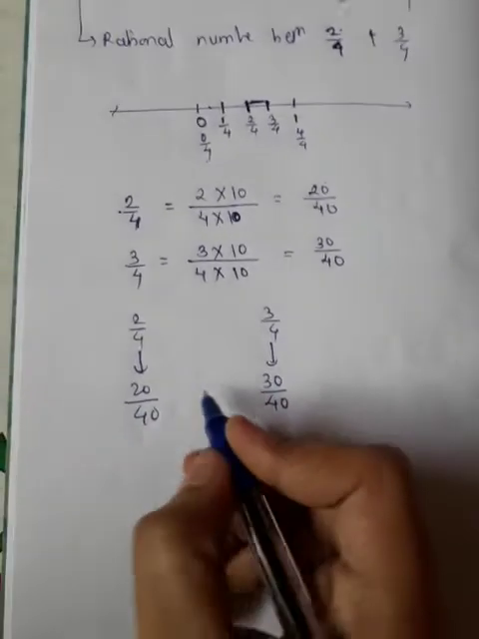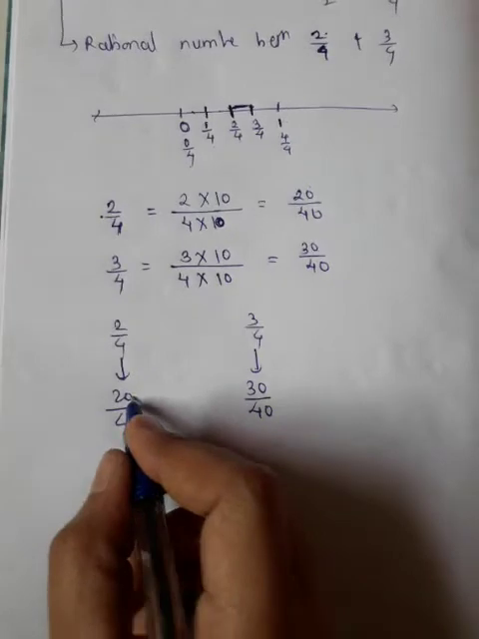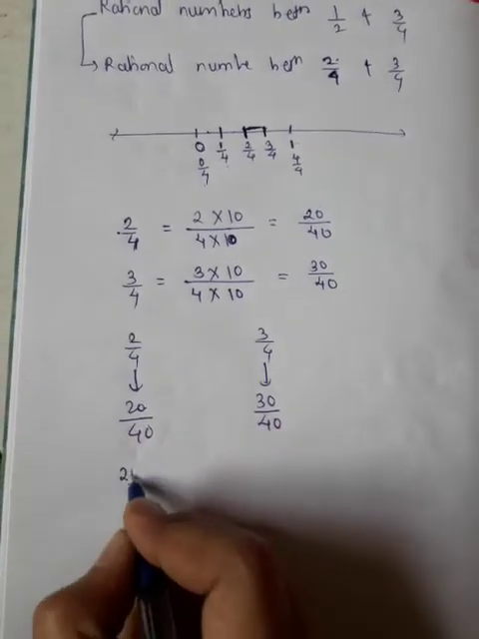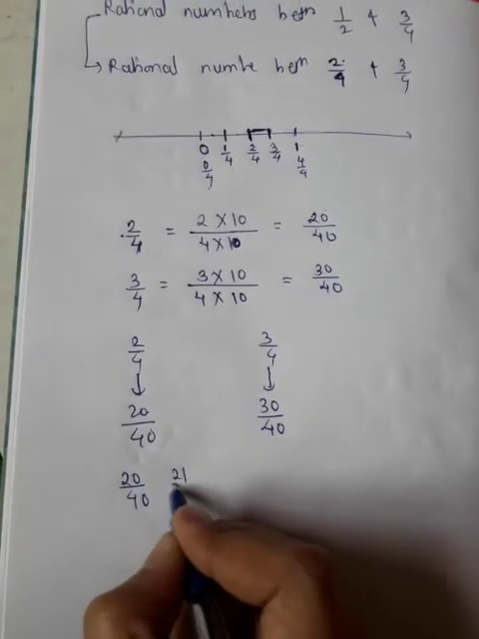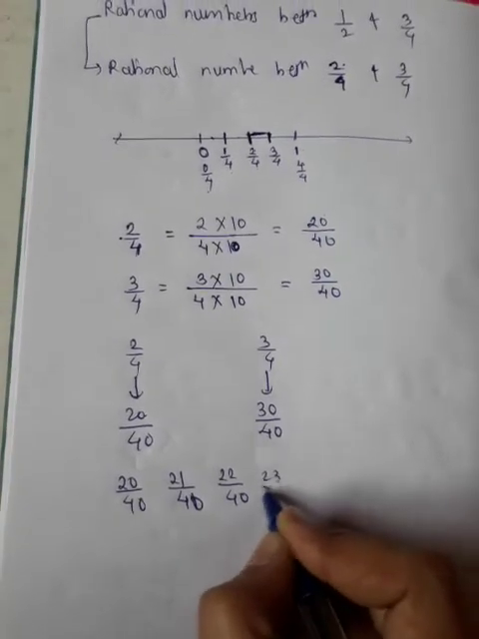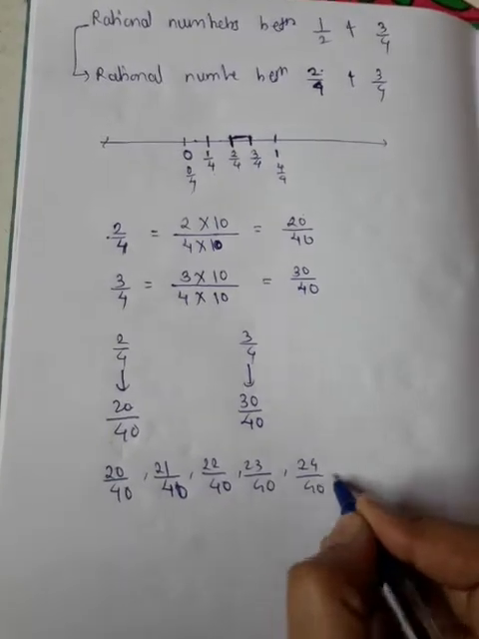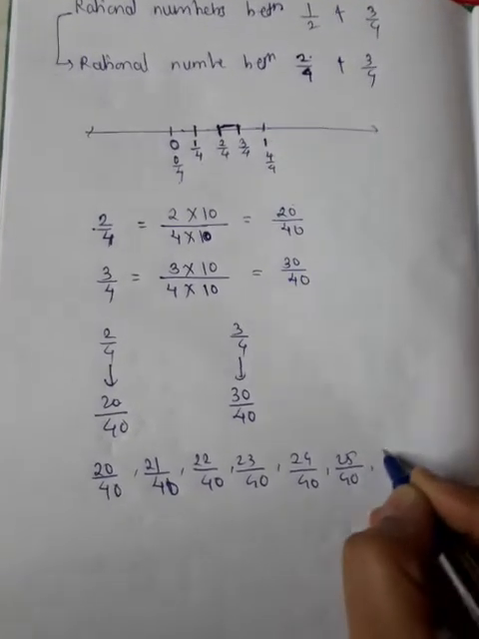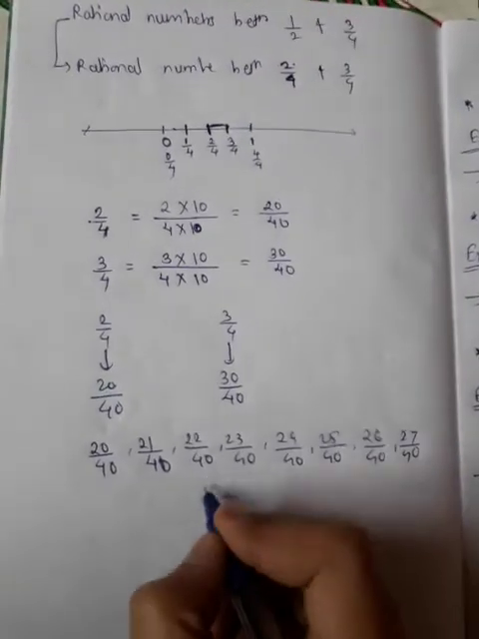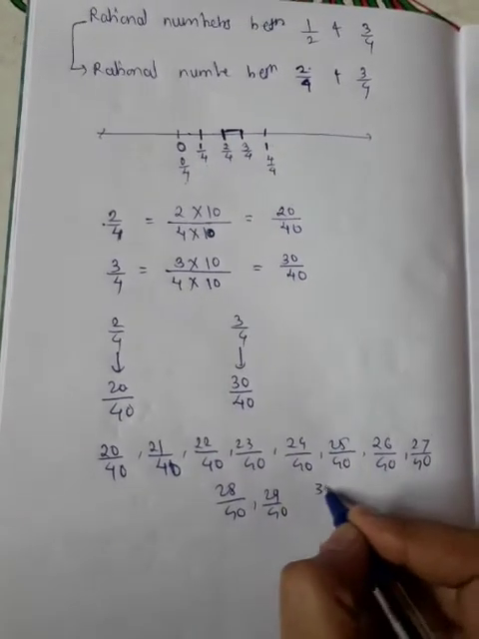Now we can observe, between 20 and 30 how many numbers are there? So see, 20 by 40, after 20 by 40 there is 21 by 40, then 22 by 40, then 23 by 40. Okay, see here 24 by 40, 25 by 40, 26 by 40, 27 by 40, 28 by 40, 29 by 40, and last 30 by 40.